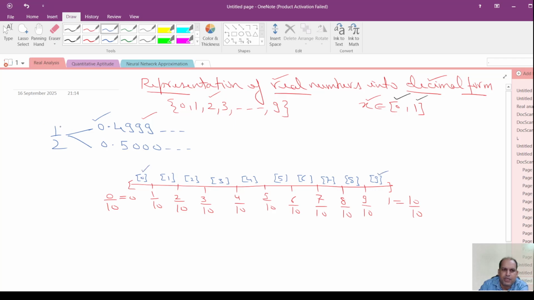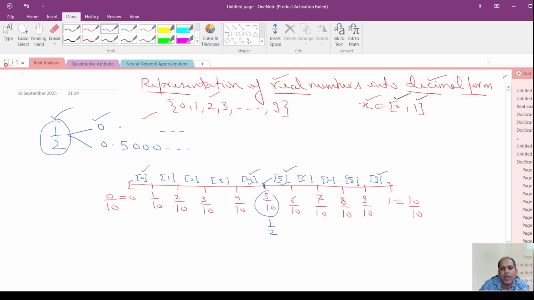Now, I need to represent half in decimal form. If we notice, half is basically 5 by 10, and 5 by 10 is on the boundary of the intervals denoted by 4 and 5. That is, it is the common boundary between the closed interval 4 by 10 to 5 by 10 and the closed interval 5 by 10 to 6 by 10, labeled 4 and 5. So, for 1 by 2 we have two choices: either I start with the interval denoted by 4 or the interval denoted by 5.